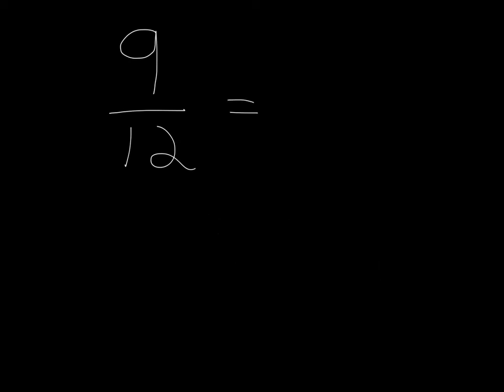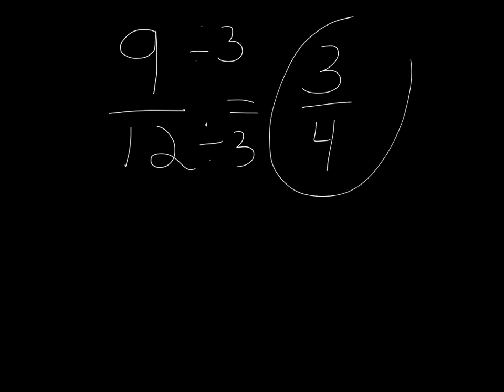So now we go back to that rule. Whatever I do to my numerator, I do to my denominator. I will divide both by the greatest common factor. 9 divided by 3 equals 3. 12 divided by 3 equals 4. 9/12 in simplest form is 3/4.